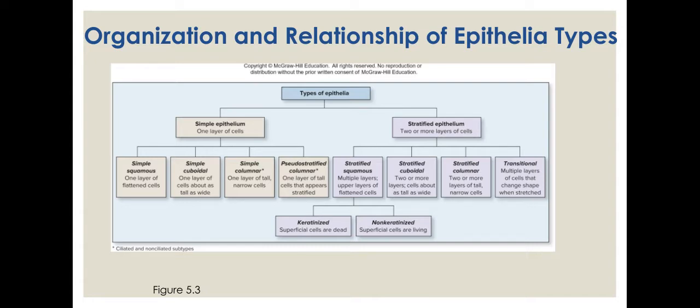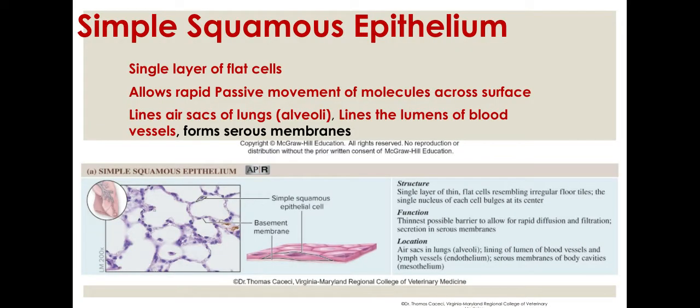After you then see them, you can sort of figure out where they fit, if that makes sense. So let's start with simple squamous. That is just one single layer of flat cells. It's going to let things move across that surface very easily. And that's useful in something like the air sacs in your lungs.